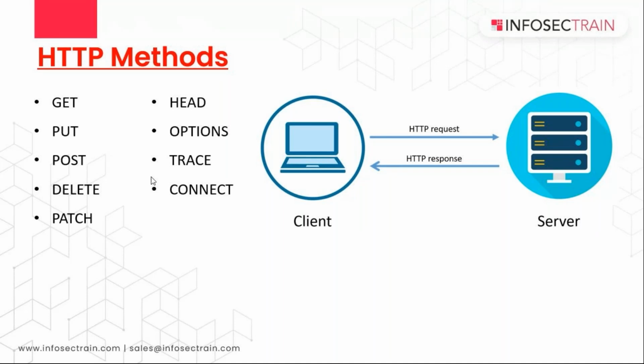Next is CONNECT. When we talk about CONNECT, it is used to establish a network connection to a server over HTTPS, and it is used when the client wants to establish a tunnel to a server for a secure connection. That's CONNECT, right? So these are the methods of HTTP.